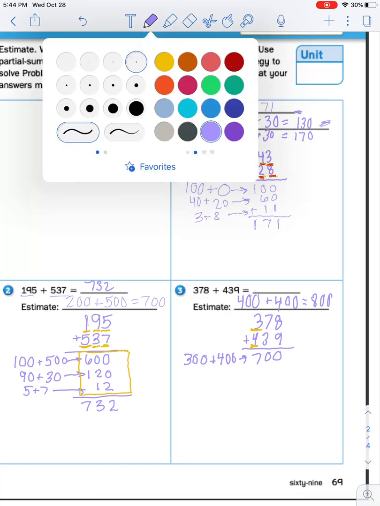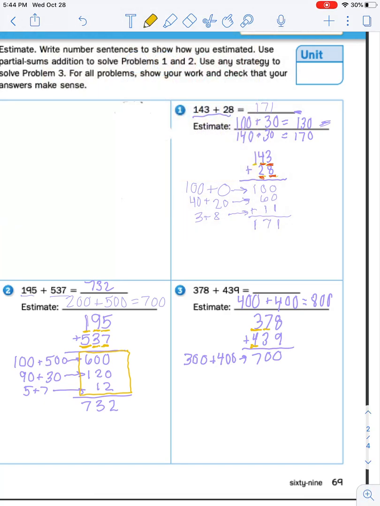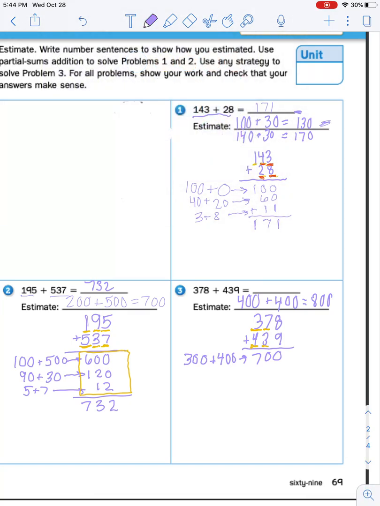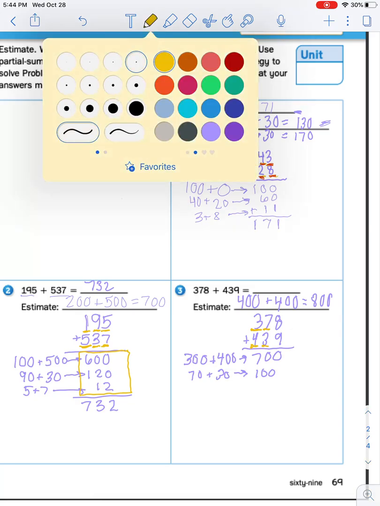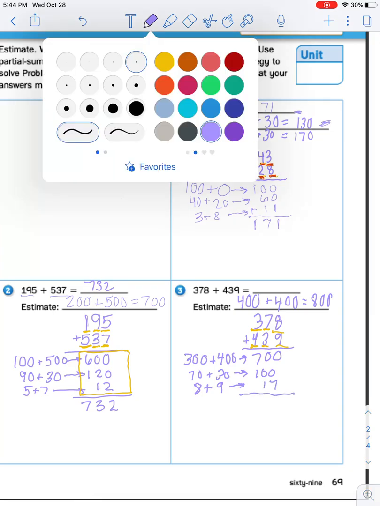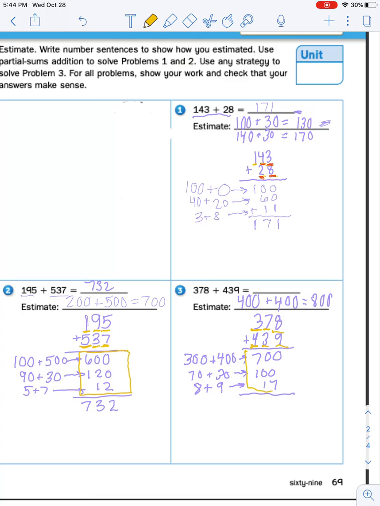And then tens place, right here, 7 and 3. Okay, so it's not just 7 and 3, it's 7 tens, which is 70, and 3 tens, which is 30. And that's 100. Last but not least, ones place, 8 plus 9 is 17.